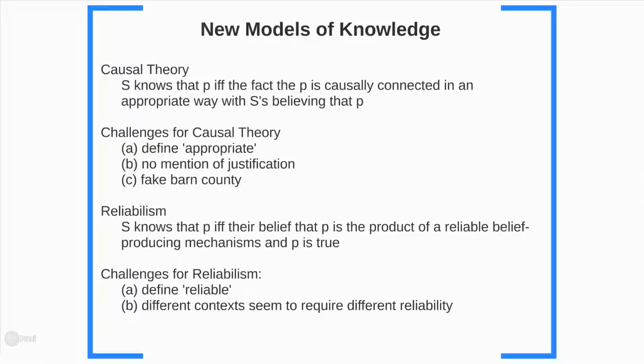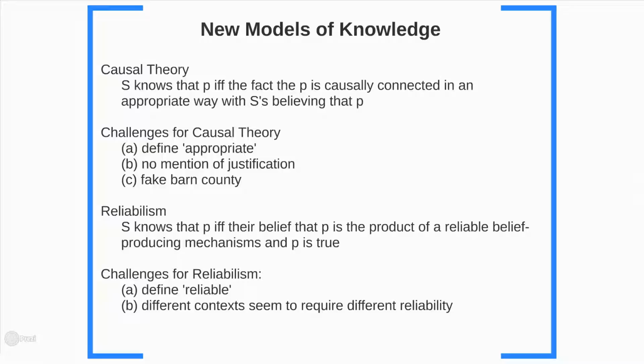Finally, there's this example they give in the book, which I think is kind of amusing, called fake barn county. This idea of, so you're driving through a town and you see a bunch of barns along the road and say, oh, look, there's a barn. And let's say that this one actually is a barn. But little did you know that you're driving through fake barn county. That is, people just make fake barns here for the heck of it. And that one just happened to be the one real barn in fake barn county. It's causally connected in an appropriate way, but it still doesn't seem like knowledge because, again, there's this feeling that you just got lucky, right?